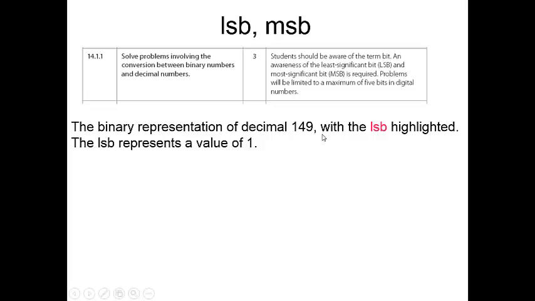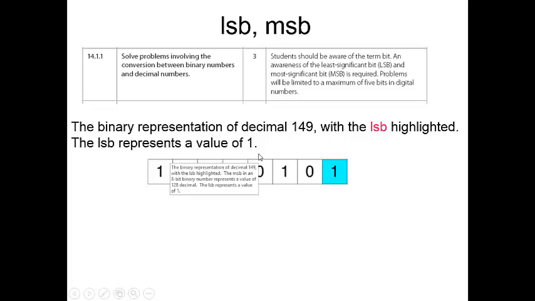So let's look at this here. The binary representation of the decimal 149 with the least significant bit highlighted. So just think about what 149 is going to look like. 149 is going to be 1, 0, 0, 1, 0, 1, 0, 1. Now that 1 there is the least significant bit. So it's the part of the number which represents the smallest value.